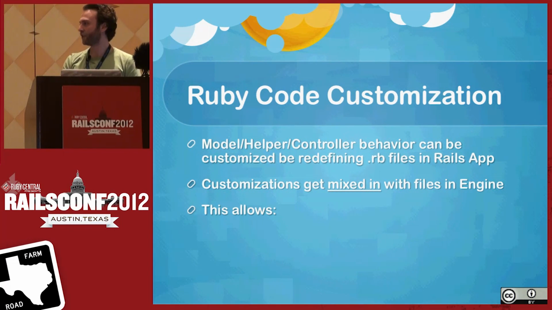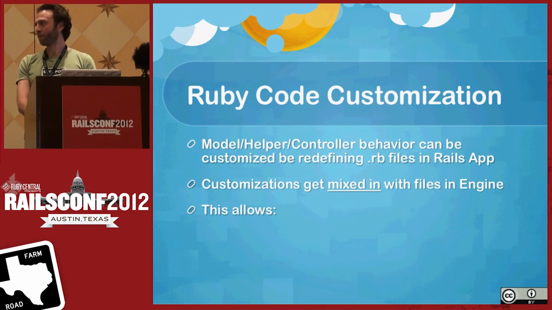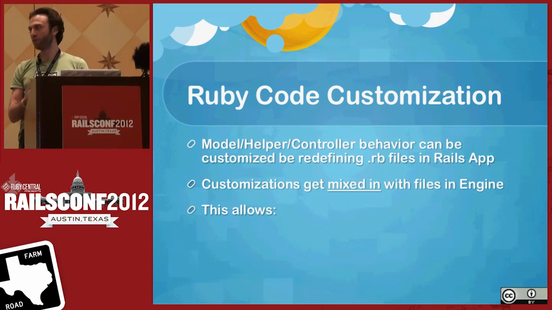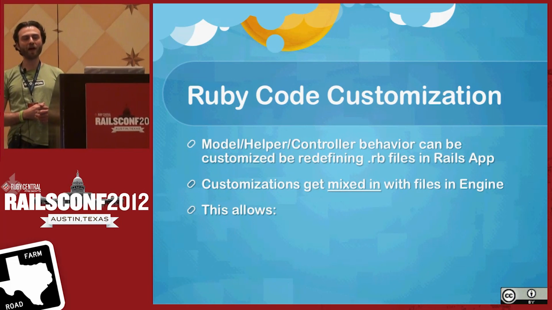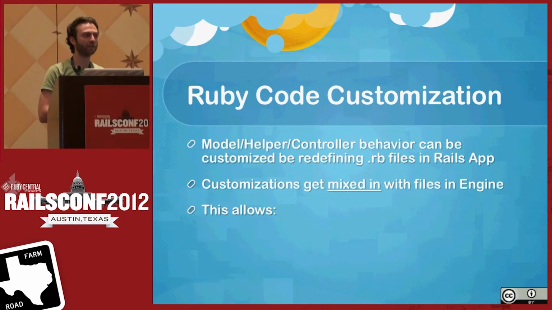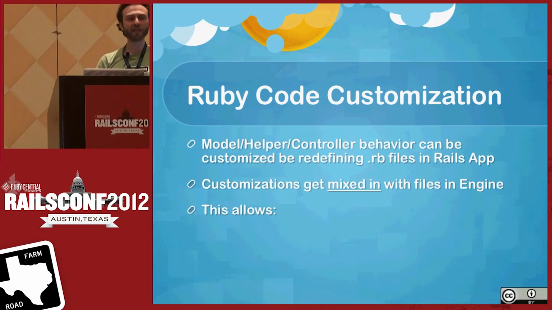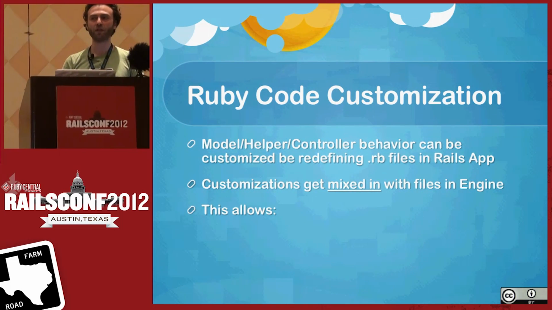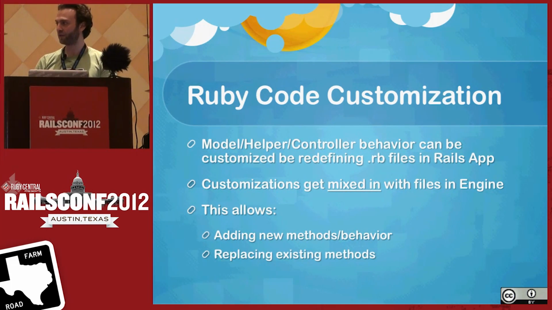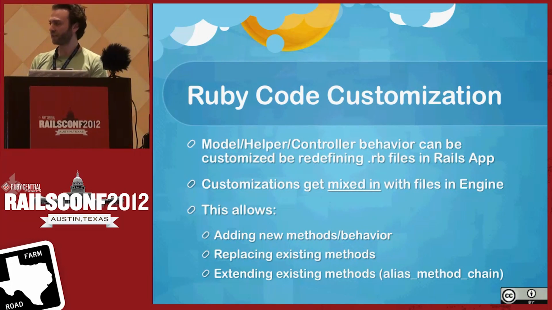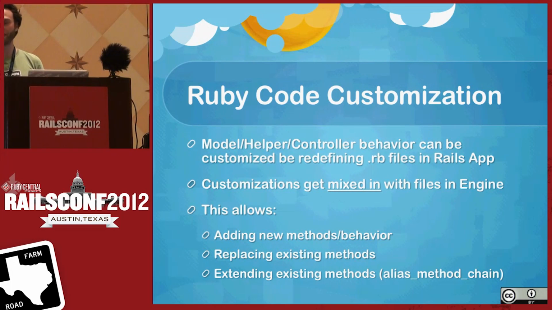OK, Ruby code customization. So models, helpers, controllers, any Ruby code, if you declare it in the app with the same file name and path as where it's declared in the engine, your code gets mixed in on top of the engine code. So it's just like Ruby open classes, nothing special. So this allows for adding new methods, replacing existing methods if you want to override something completely, or even extending existing methods like using alias method chain.